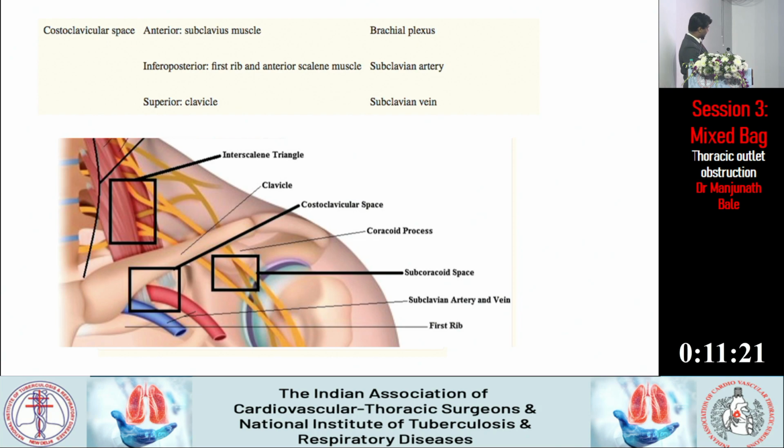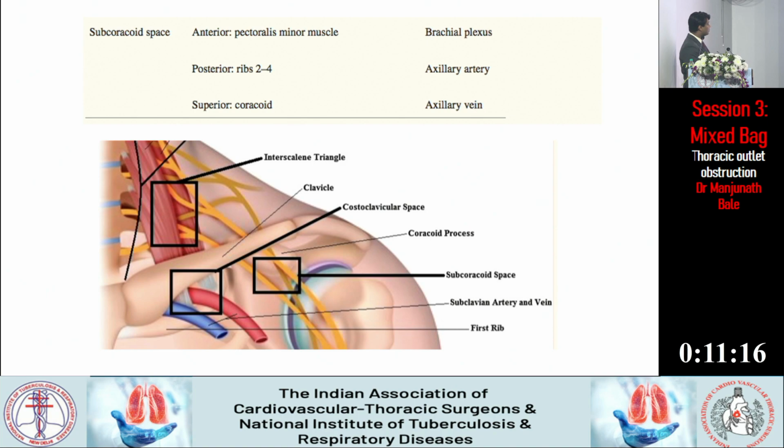So you can see this costoclavicular area. The third space is the subcoracoid space. This is the subcoracoid space. You can see mostly the brachial plexus being involved here. You can also have involvement of the axillary artery and vein.